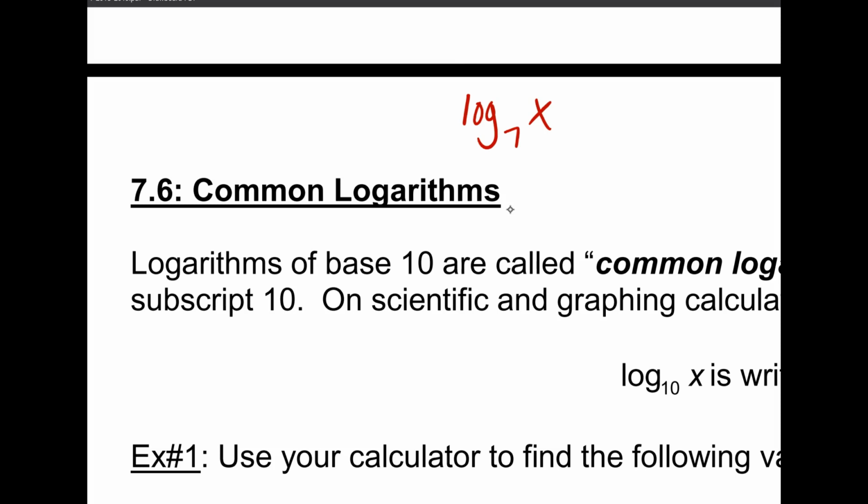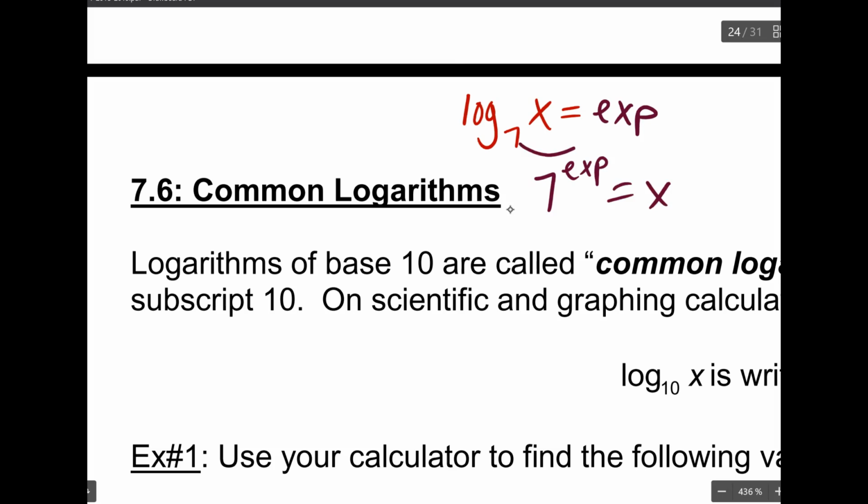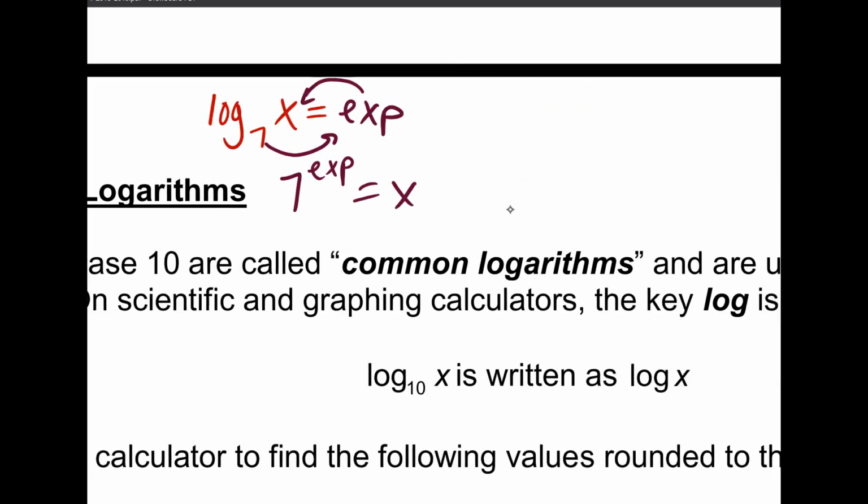So when I say log base 7 of x, what I'm trying to find is what exponent 7 to what exponent will equal x. 7 to what exponent equals x. Okay, and so that was a base 7.